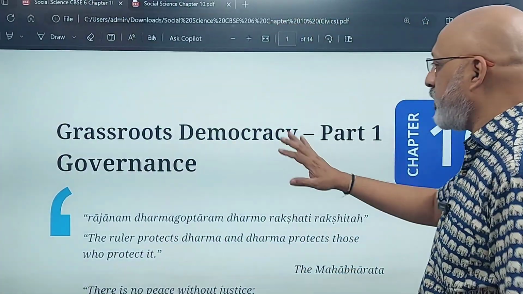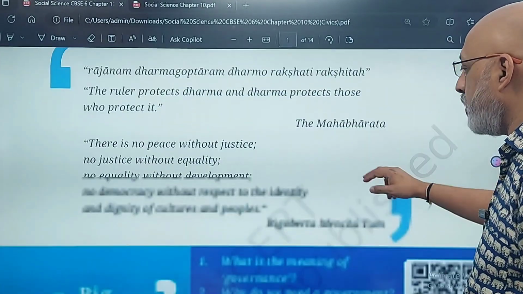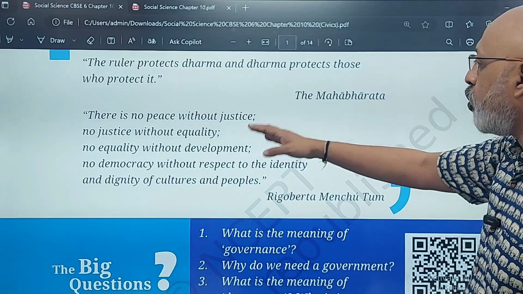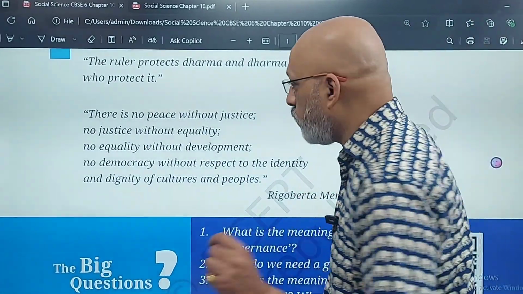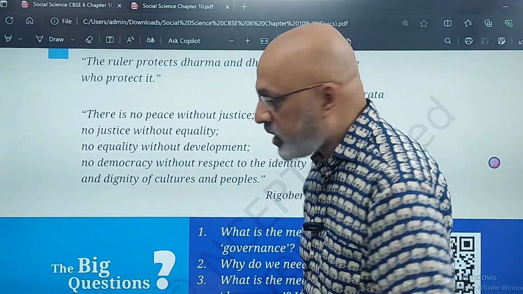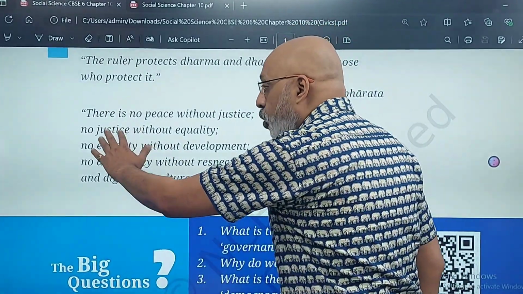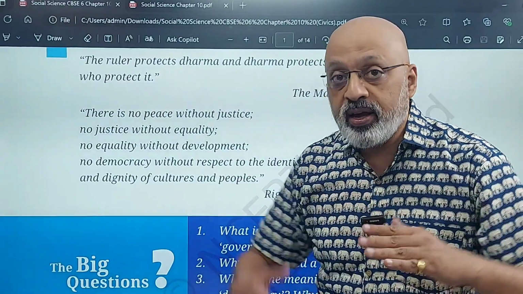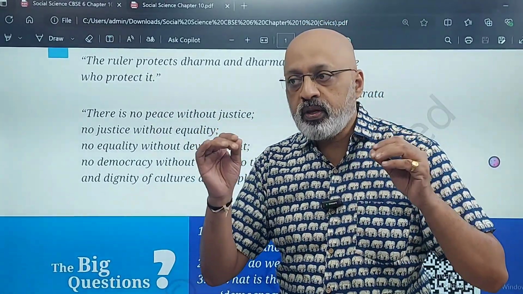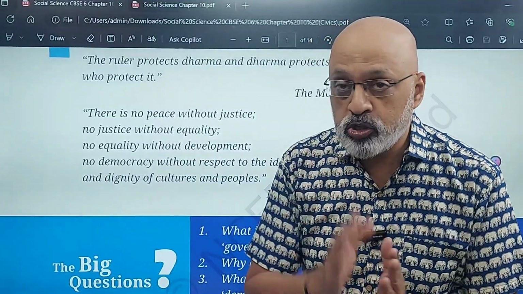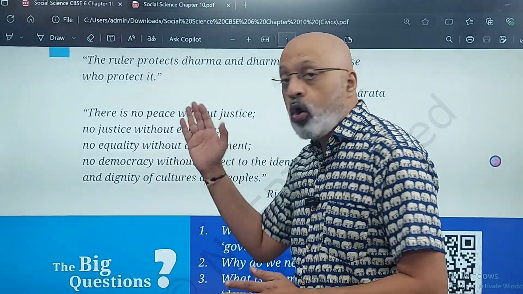this is the chapter Grassroots Democracy Part 1, Governance. So it starts with a quote from the Mahabharata. There is no peace without justice, no justice without equality. Now these are important words. Peace means shanti, justice means nyay. And it says there is no justice without equality, that is, we are all equal. I'll give you an example to tell you how we are all equal.